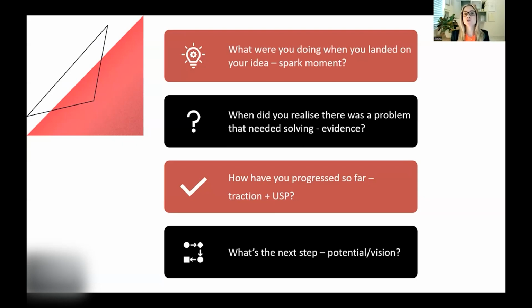Then think about, when did you realize that the problem needed solving? So what evidence did you get? Maybe it was that through your own research, you couldn't find a solution to this problem. It might be that you started to dig into this and you found some statistics and facts that really emphasized and showed evidence that this is actually something that needs solving. So when did you realize there was a problem?